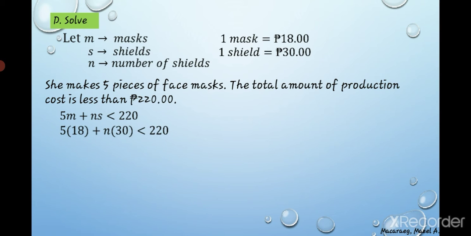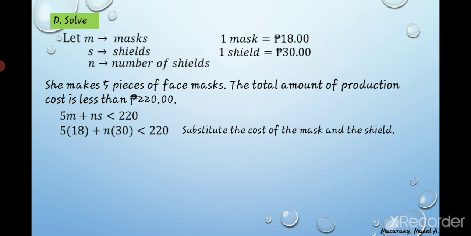What did we do? We have substituted the cost of the mask and the shield. So we have here now 5 times 18 plus n times 30 is less than 220 pesos. Where did we get 18? One mask is 18 pesos. One shield is 30 pesos.